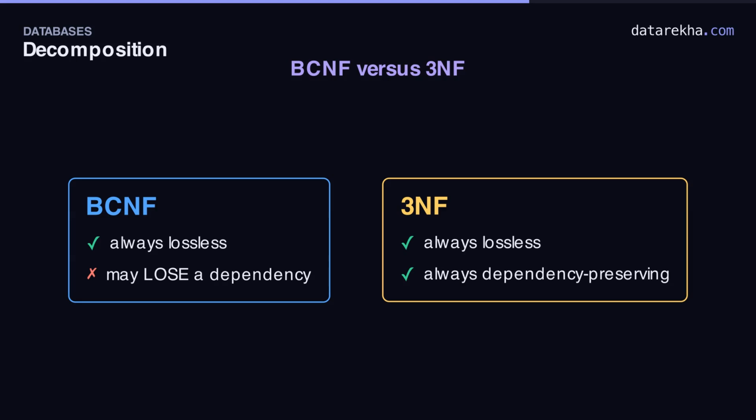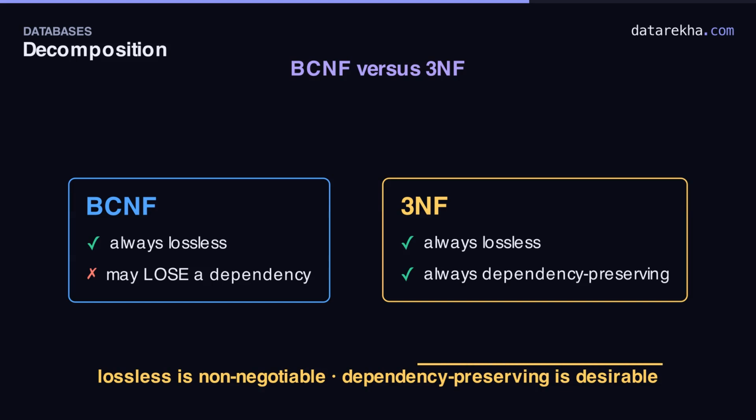It is always achievable both losslessly and dependency preserving at once. You give up a touch of strictness, and in return, you keep every rule enforceable locally. That is exactly why 3NF is so often the practical target. And the golden rule underneath it all, you must always decompose losslessly. That one is non-negotiable. Dependency preservation is highly desirable, but if you ever have to choose, never trade away lossless join.